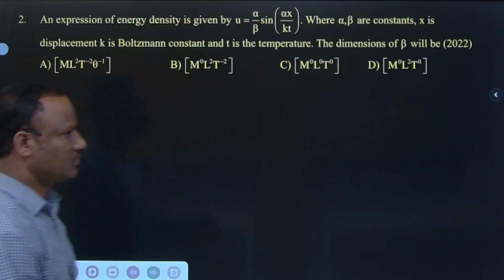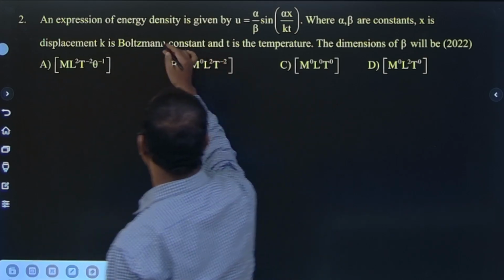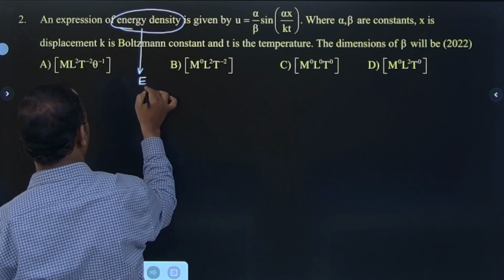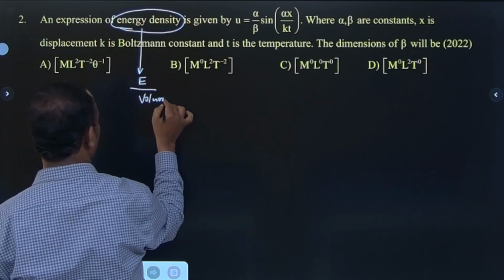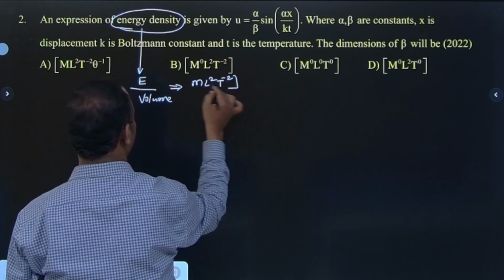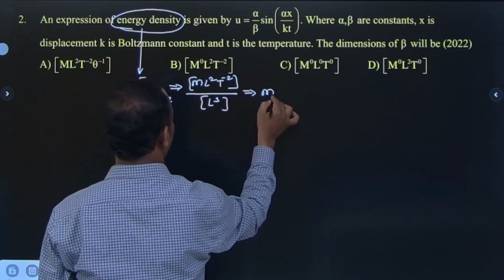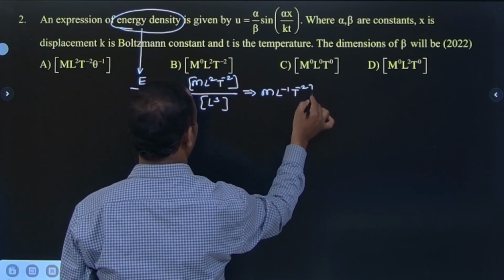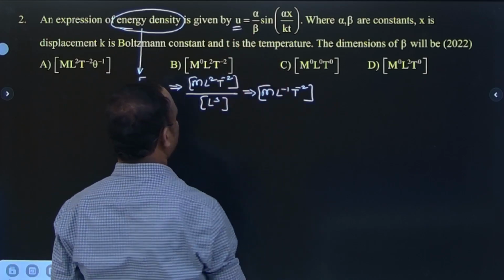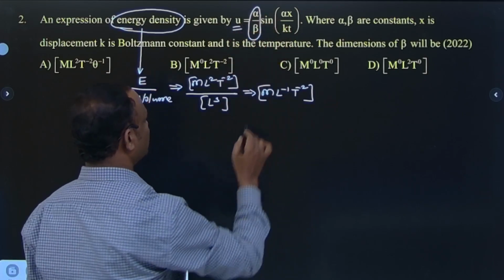Okay, here is the next question. An expression of energy density is given. Energy density means energy per volume, that you remember. Energy per volume is ML square T minus 2 per volume, which is L cube. So this is ML minus 1 T minus 2. Next one, and this is also energy density only, no?